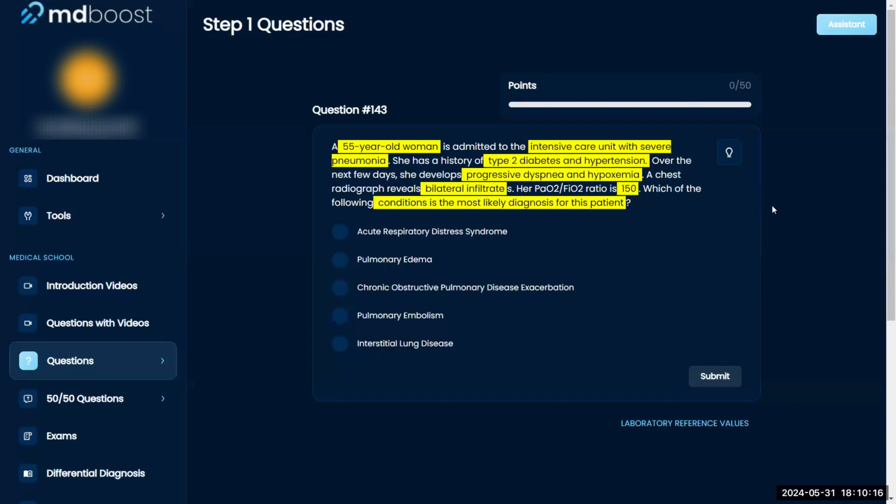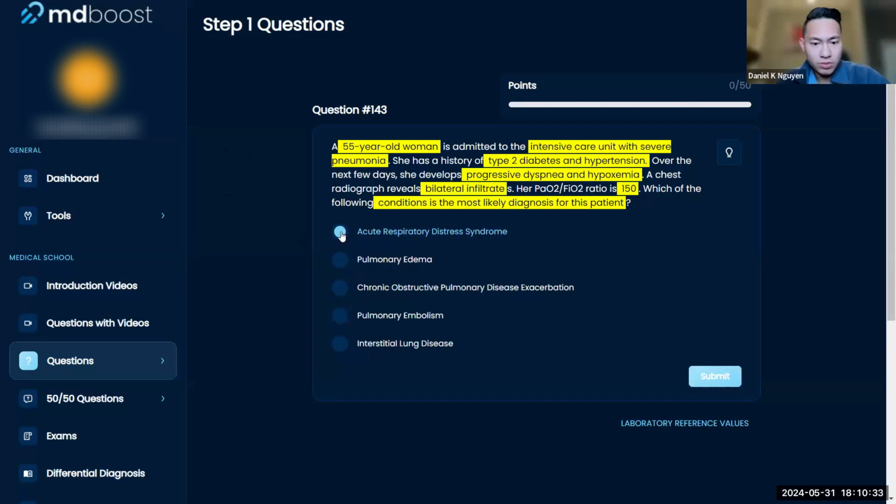My thought immediately was ARDS, just because of the bilateral infiltrates, and she's in the hospital, and it was over the next few days, it was rapid. So I'm going to initially click ARDS. I think pulmonary edema would be more unilateral. I mean, it could be bilateral, but I wouldn't say that.